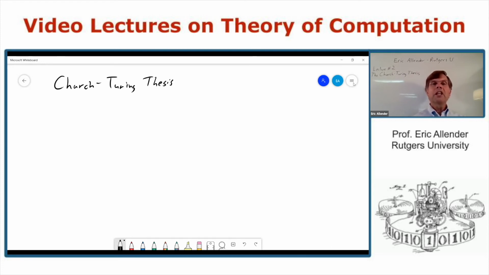Now, why is this a thesis and not a theorem? It's because by definition, it can never be proved. It could only be disproved. If somebody comes along with a plausible notion of how something can be computed in the real world, which would allow us to do things that are not computable on Turing machines, well, then we will know that this was just a flawed belief.